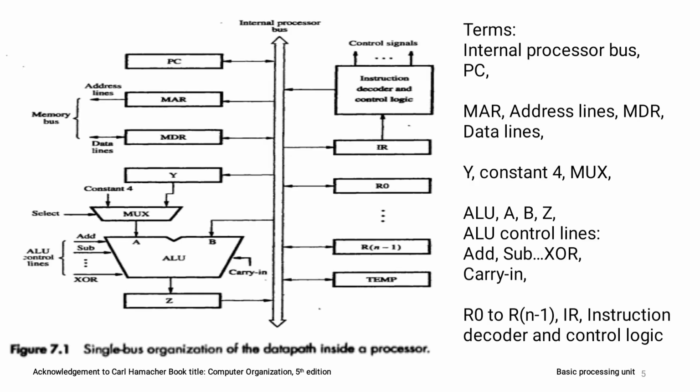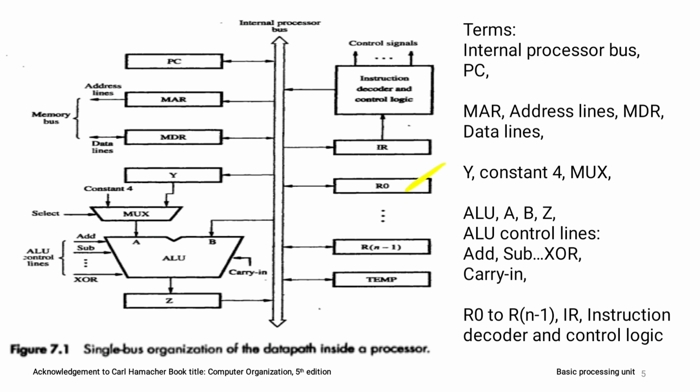To discuss this, we need this diagram, that is, single bus organization of the data path inside a processor. Data path, in the sense, ALU and different registers and the internal bus connecting these. Hence we shall have some brief discussion on the different registers present in the processor and the ALU.